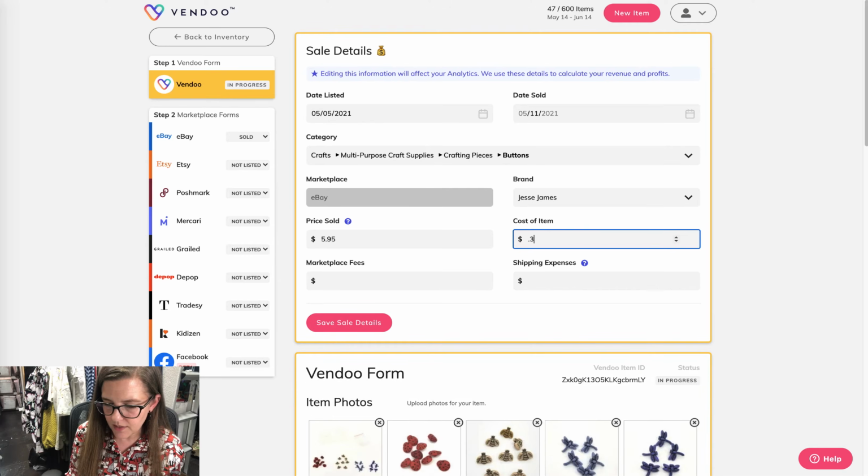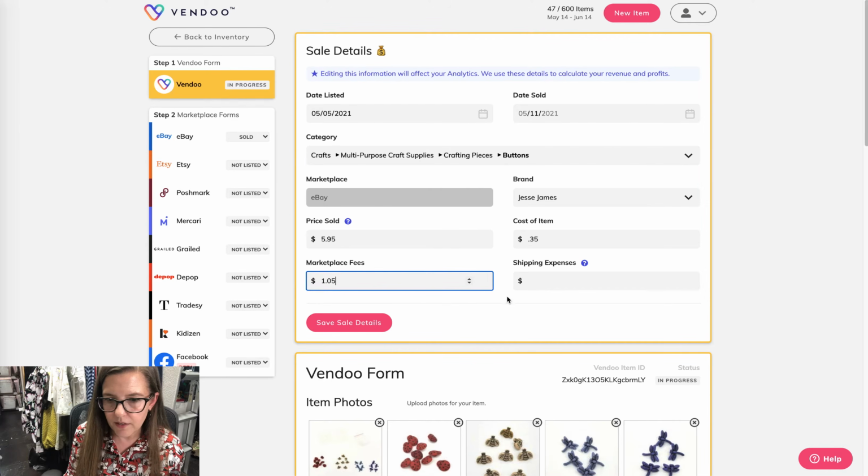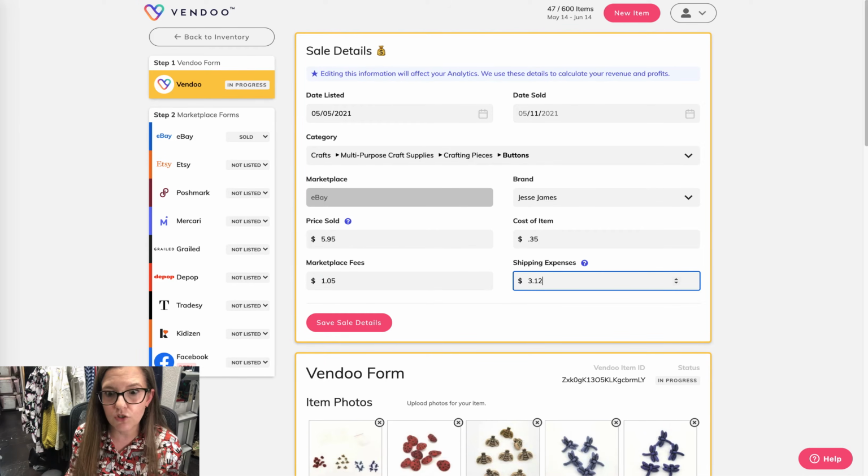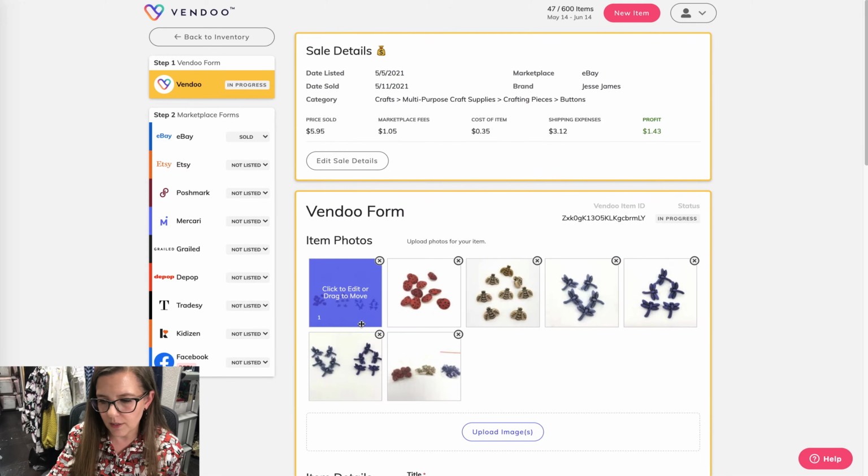We paid 35 cents for them, and the marketplace fees were $1.05. And the shipping was $3.12. I wish I could have shipped these in a regular envelope with a stamp. That's how lightweight they were. $1.43. I'll take it. These were in a junk bag and they were just little bees and dragonflies and they were so cute. They weren't worth that much. That's okay.